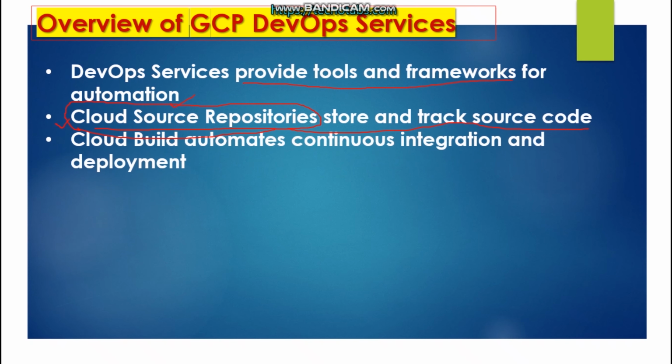Now Cloud Build automates continuous integration and deployment. So it's the CI/CD pipeline that is provided by GCP basically to do the continuous integration and deployment. It can also be integrated with third-party tools like GitHub or GitLab for taking the build from there and starting its deployment. It's similar to Jenkins.